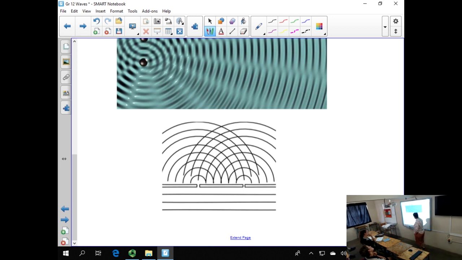So, I have water waves, and it's approaching a barrier, and we have 2 openings. So, each wave is going to be diffracted. Are you with me? All right. Now, in this diagram, I have 2 openings. So I'm drawing the diffracted wave of the one opening in green, and I'm going to do the diffracted wave of the other opening in red.